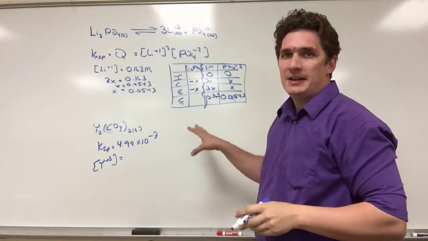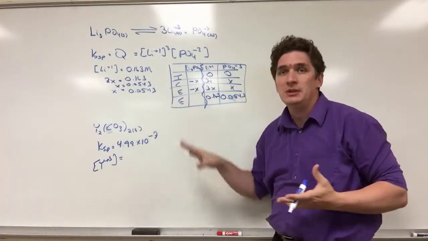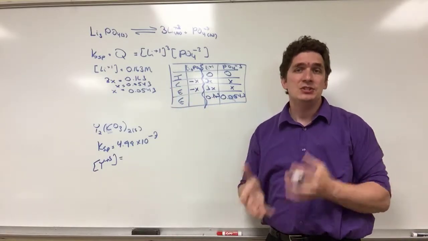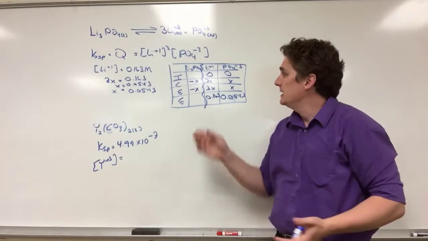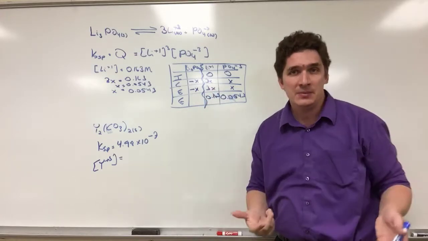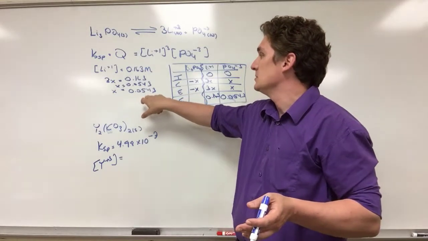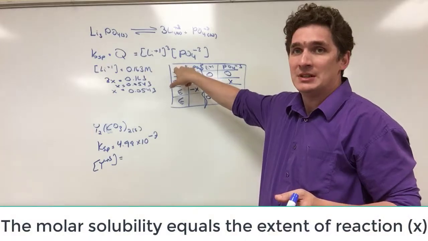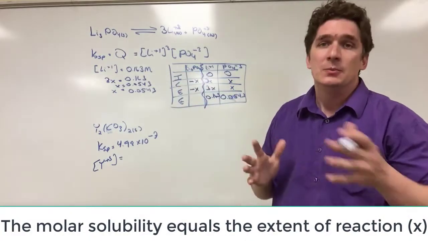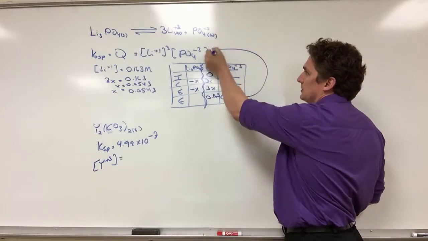So when you're asked to find Ksp and you're only given 1 concentration, this is where you're going to use the equality of the 2 E rows. 1 concentration should give you the extent of reaction. That extent of reaction can be used to find the other concentration. Now, if you're asked to find molar solubility, that's just the extent of reaction. So in this case, our molar solubility is 0.0543 moles of lithium phosphate per liter of solution. Regardless, we're being asked to find Ksp, so we're going to use this E row.